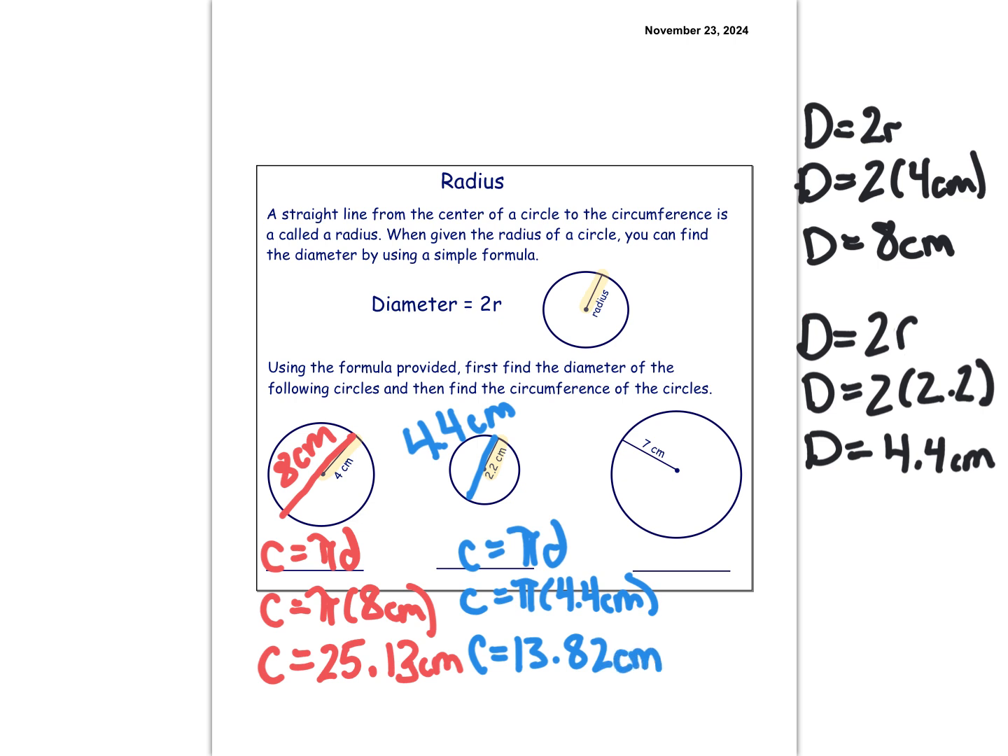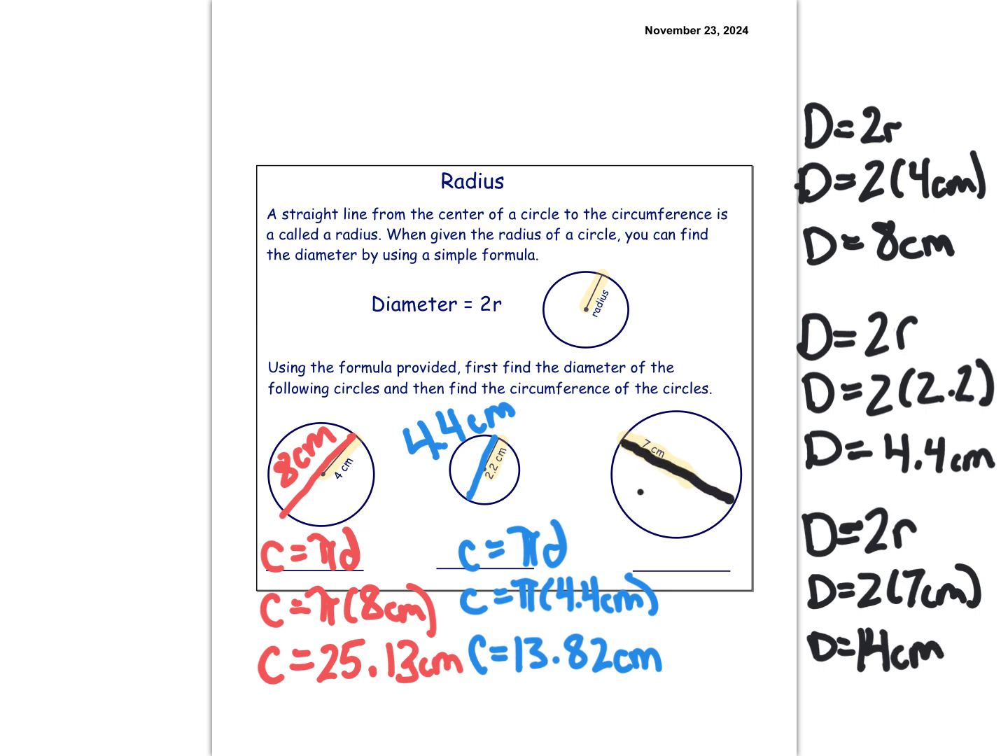Last but not least, we have the 7 here. And again, I'm going to highlight it. I like to identify what I'm working with. Okay, so 7 centimeters. I need to go ahead and double that. So diameter equals 2 times the radius. Diameter equals 2 times 7 centimeters. Diameter equals 14 centimeters. And I can put that in and identify that. Now the whole thing's going to be 14.